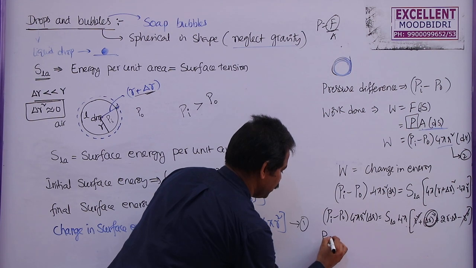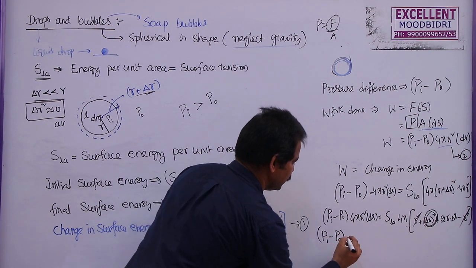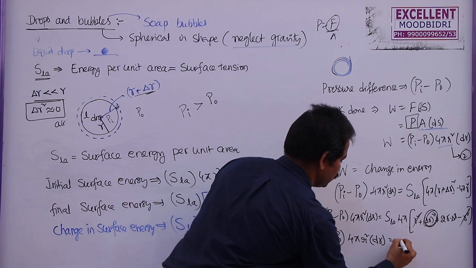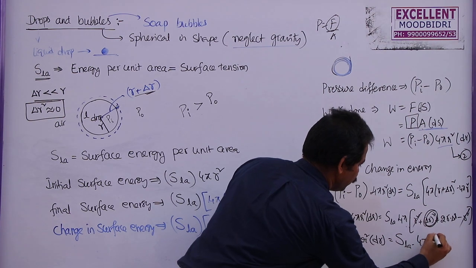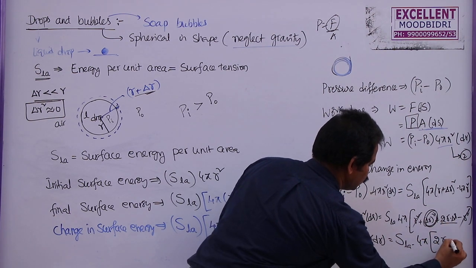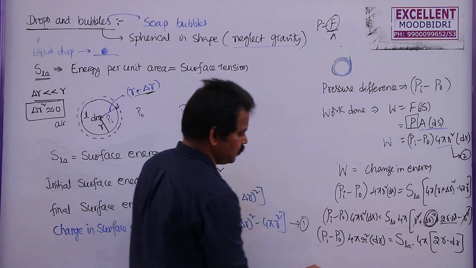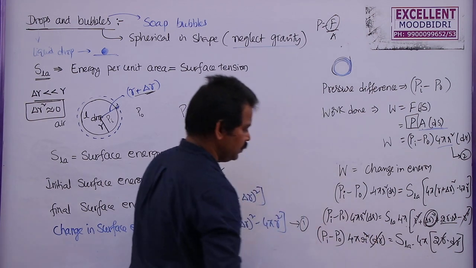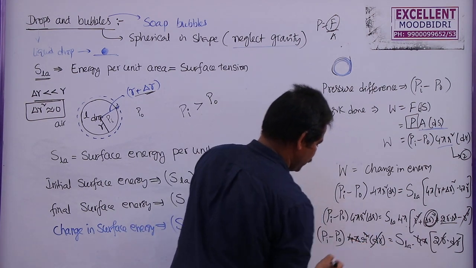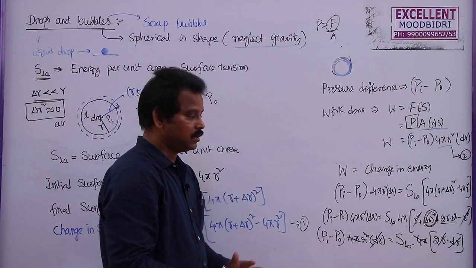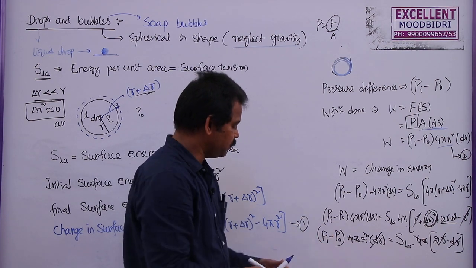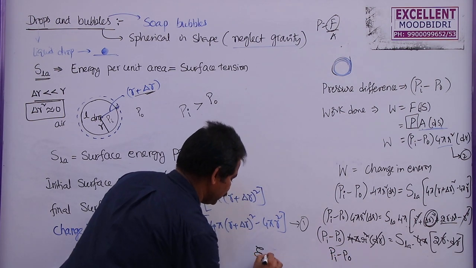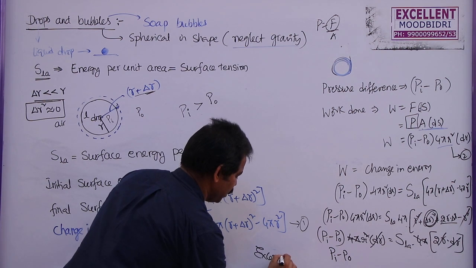So the pressure difference, internal pressure minus external pressure, into 4 pi r square into dr is equal to S_LA into 4 pi into 2r into dr. First of all, you can cancel this dr and dr, you can cancel this r and r, and you can cancel this 4 pi and 4 pi. So the pressure difference between the internal surface and outer surface, we call this the excess pressure inside the bubble or drop.